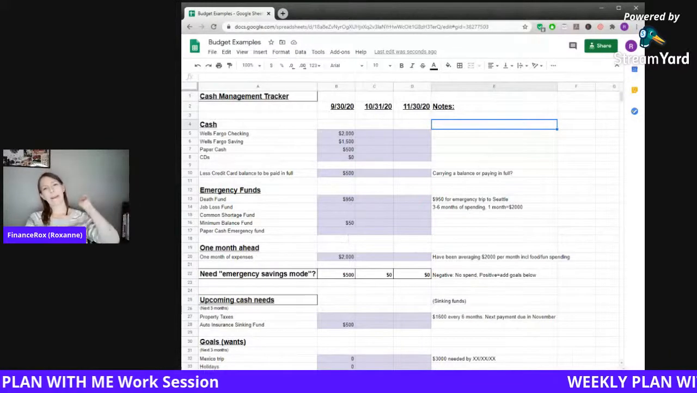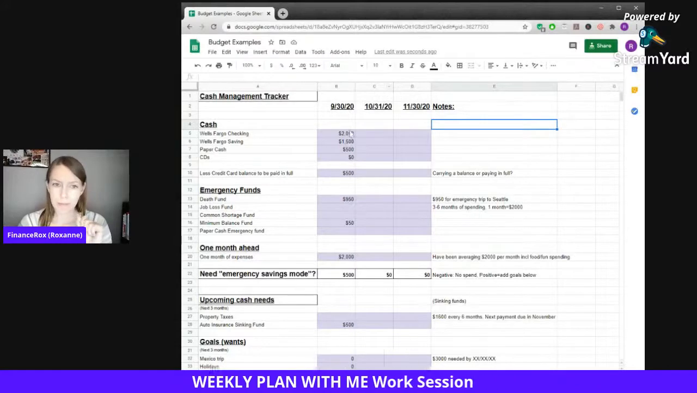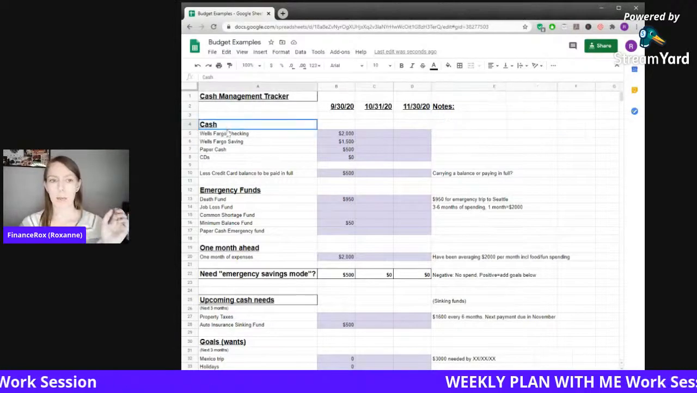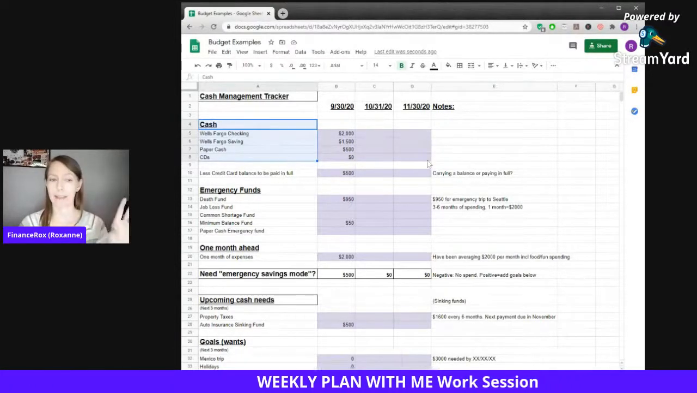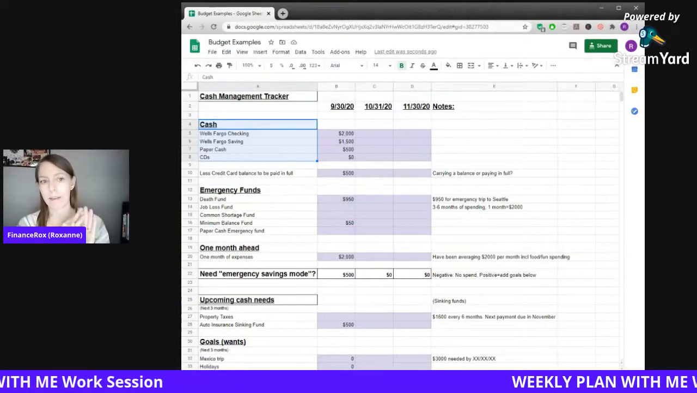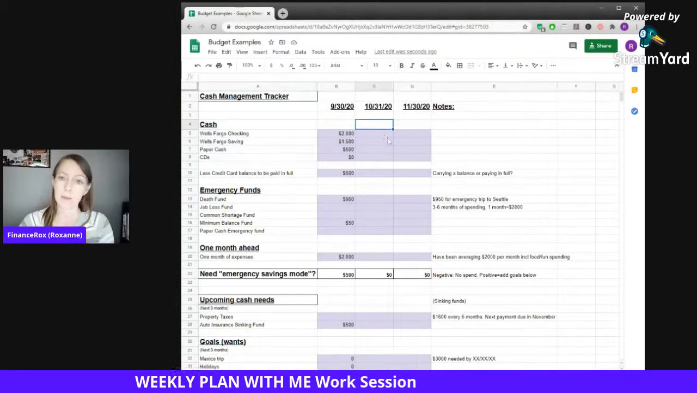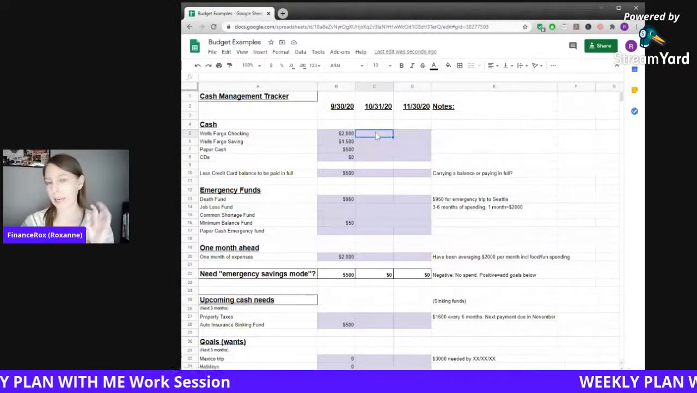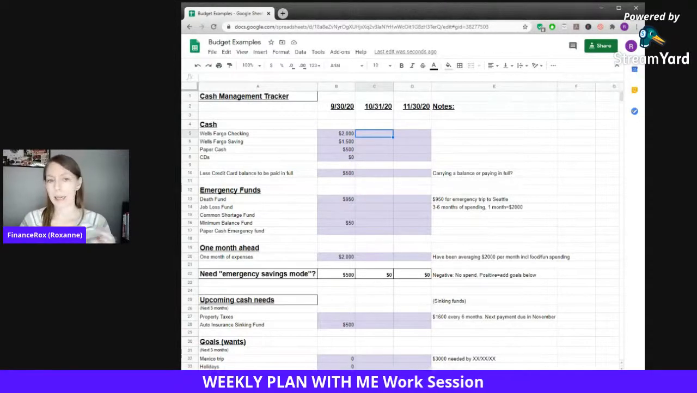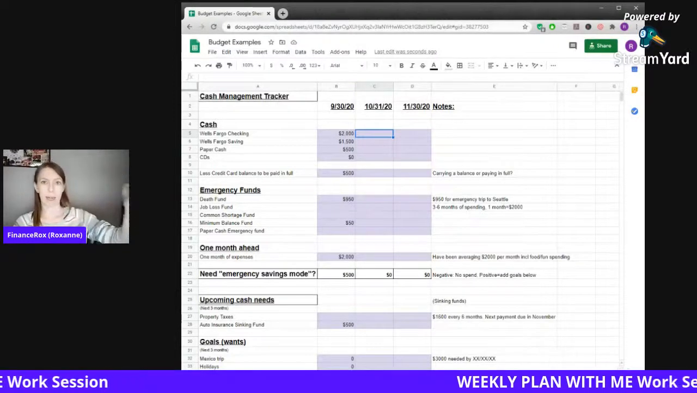I don't remember if I have shared this on here at all before or not. But what essentially would happen is you would come in here to update how much cash you currently have. This is cash from an accounting perspective, which includes checking, savings, paper cash, and certificates of deposit, or CDs. So you would come in here on October 31st and add your current balances for everything.